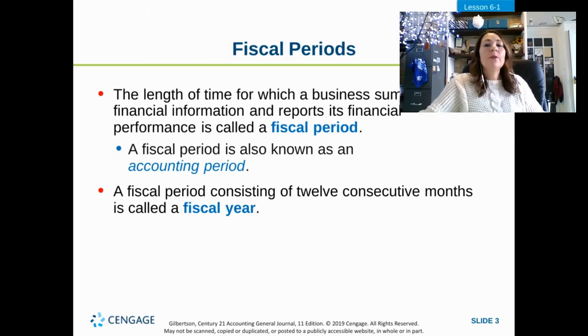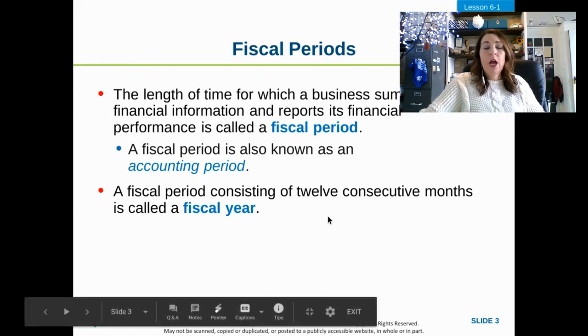The length of time for which the business summarizes its financial information and reports its financial performance is called a fiscal period. It's also known as an accounting period. So a fiscal period consisting of 12 consecutive months is called the fiscal year. Now, I said before, fiscal periods could be a month, it could be a quarter, it could be semi-annually, and then your fiscal year is not necessarily your calendar year.